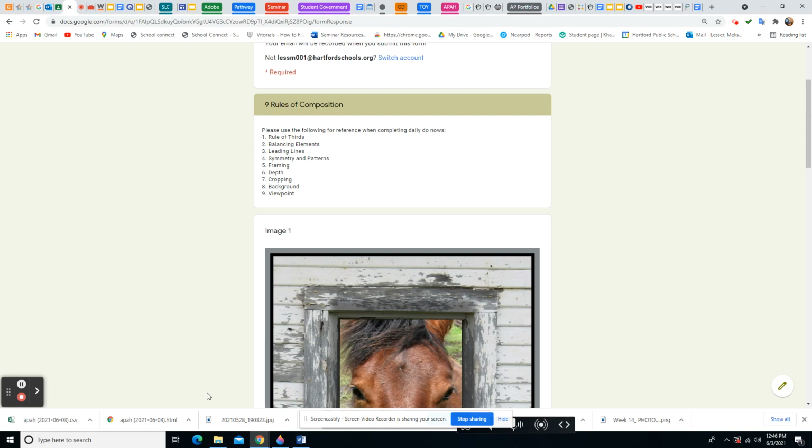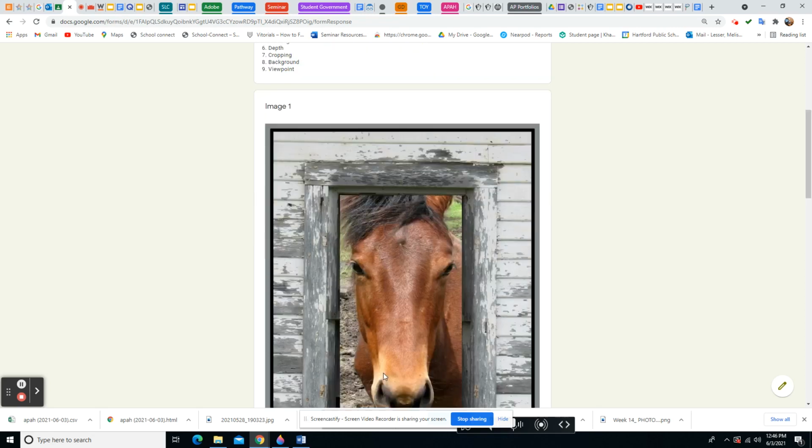The other things we talked about for marking period 3 were depth, so things going back in space; cropping an image to get rid of any distractions in the background; and then viewpoint, either angling high or low to get really interesting shots from different angles, okay?